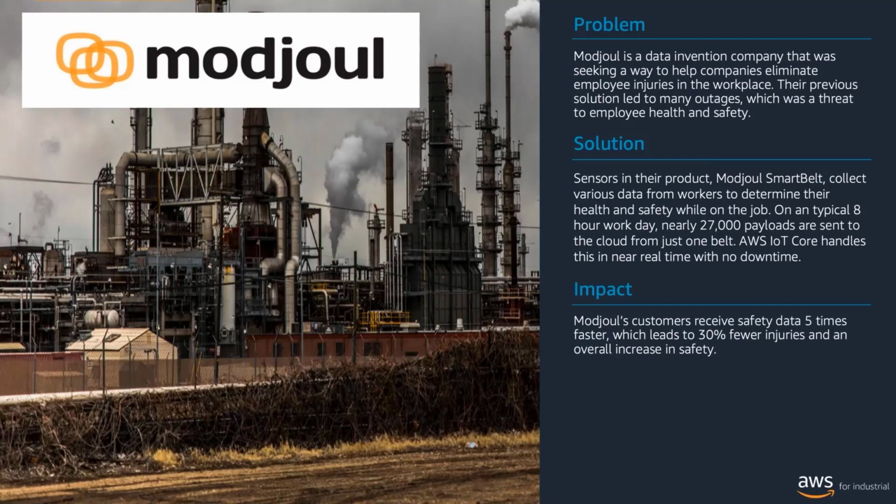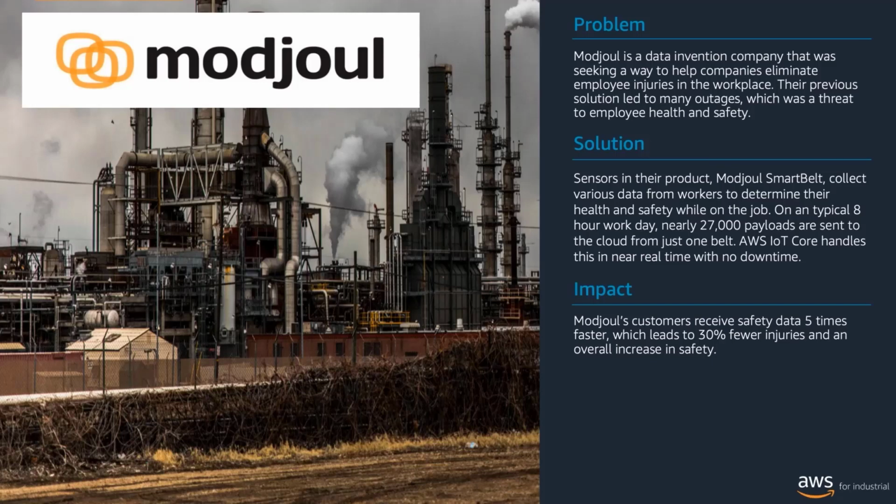Module is an example of a partner of ours who actually is going into health and safety capabilities. Module actually builds solutions and hardware for our customers. One of their first examples was a smart belt. And this smart belt looks like a belt, but it has multiple sensors on it. Those sensors could have up to 8 different sensors built into it.